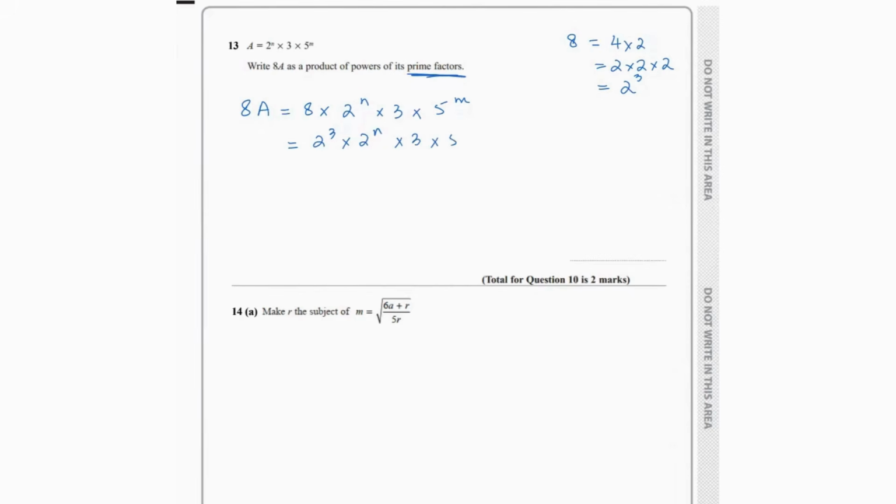And then next step is to combine similar bases. We can easily see that 2 cubed and 2n have similar bases, which is the base of 2. So whenever we have similar bases being multiplied, we add the powers, which is again one of the rules of indices. As you can see, it's coming frequently in questions, so you need to know your rules of indices by heart. So 2 to the power of 3 plus n, and then everything else comes as it is. So that is 8a as a product of powers of its prime factors.